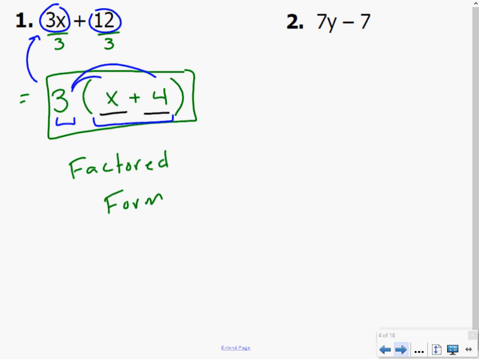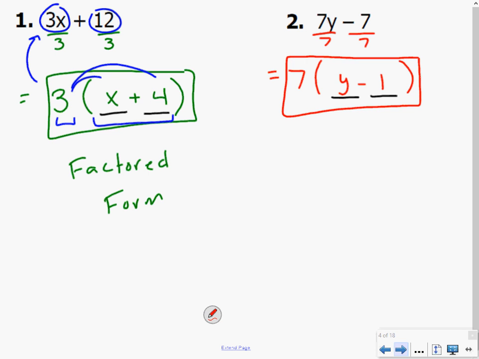Okay, so for a second example here, we're trying to figure out what they have in common. Only one of them has a variable, so we're looking at just the numbers here, and we're thinking, what is the biggest number that 7 and 7 are both divisible by? Well, they're both divisible by 7. We put our parentheses, and we're going to have 2 things inside that are left over. So we go back, we divide 7y and the minus 7 here by 7. 7y divided by 7 is y, minus 7 divided by 7 is 1. So 7 times y minus 1 is our answer.